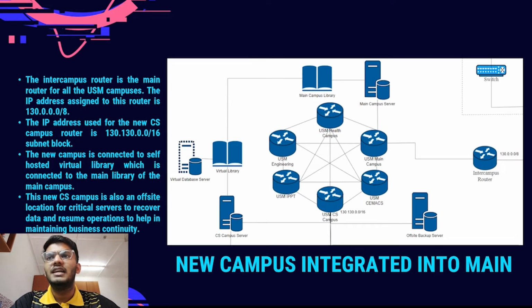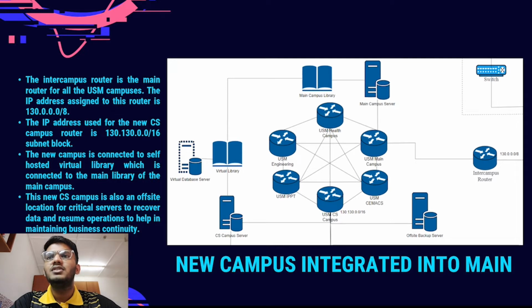As you can see in this slide, the inter-campus router is the main router for all the USM campuses. The IP address assigned to this router is 130.0.0.0/8. All the other campus routers are connected using mesh topology method so that the lecturers and admins can have direct access to resources within all the other USM campuses.